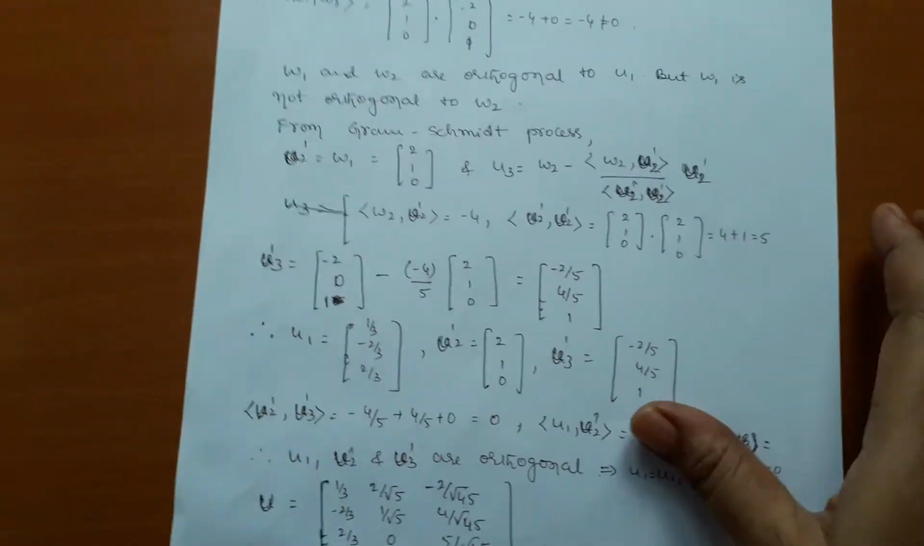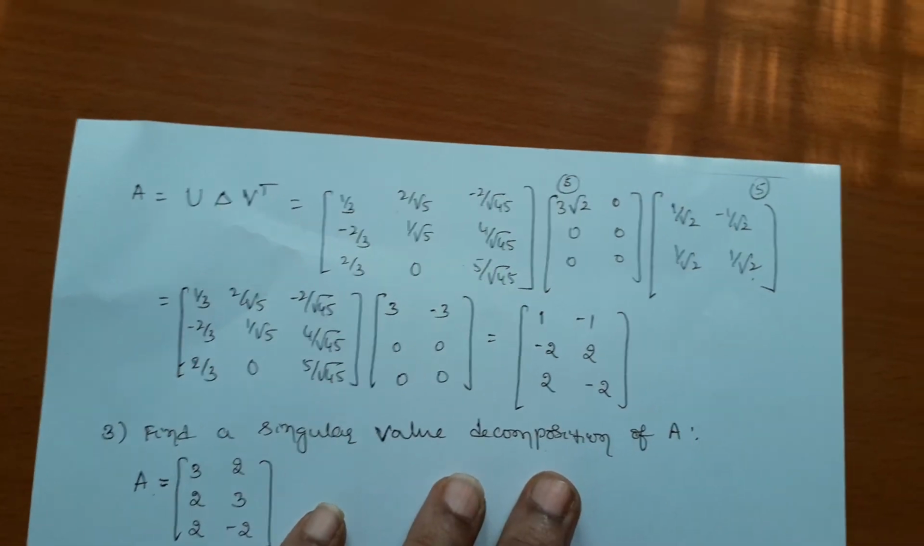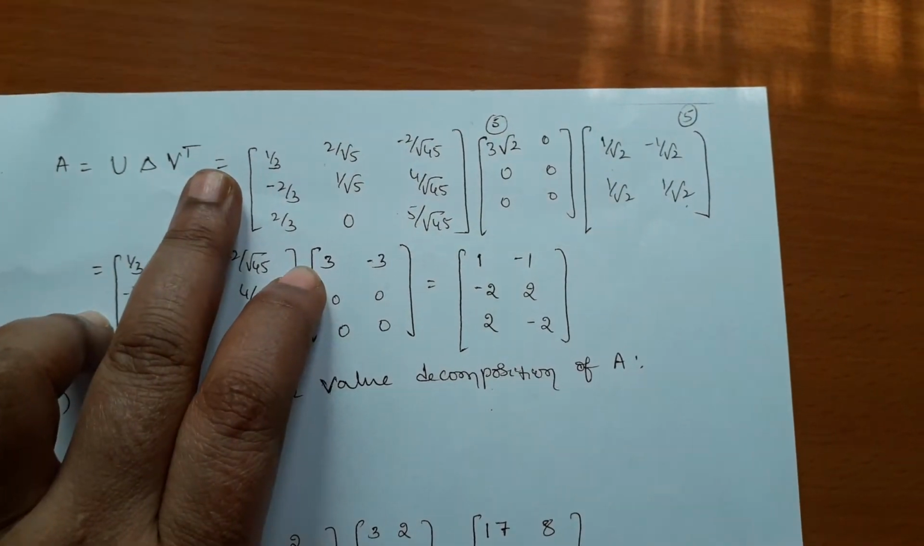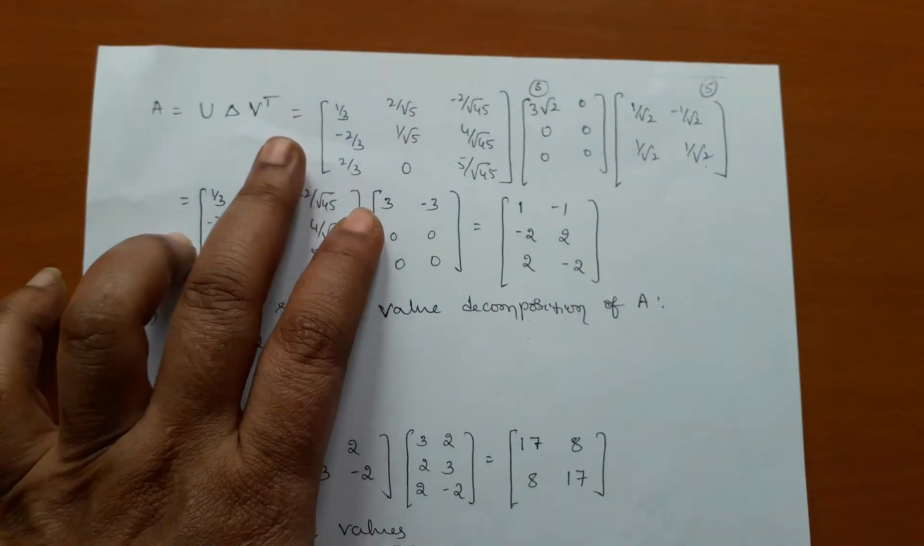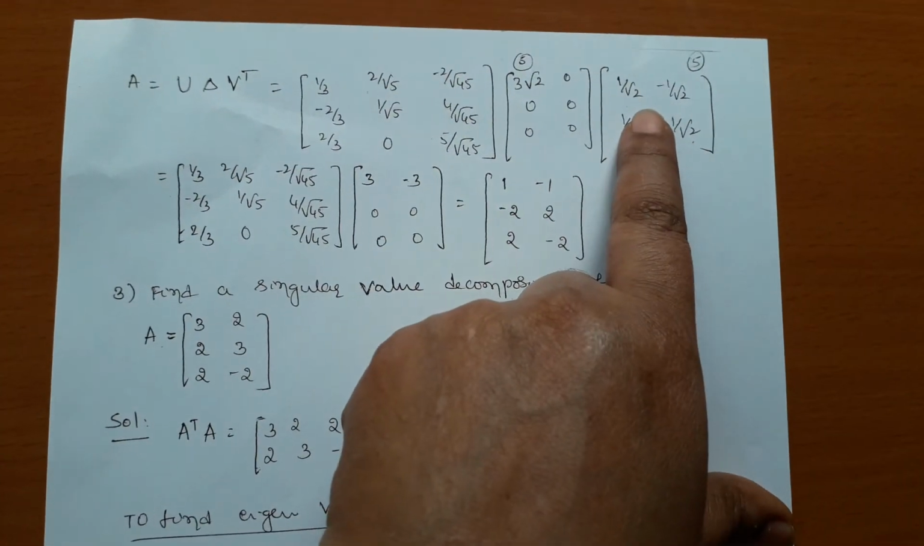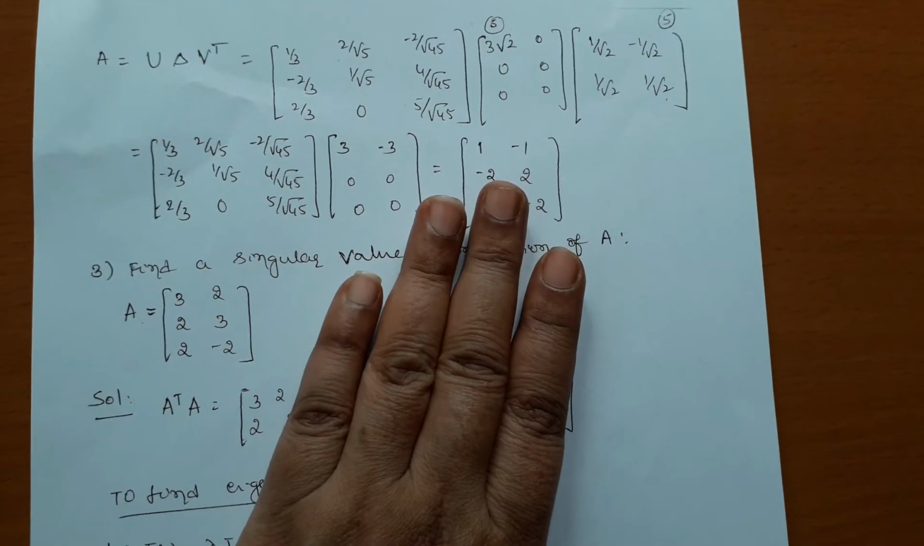Once we get U1, U2, U3, next I have to verify what happened with this U delta V transpose. You know how we get U delta V transpose. Are you clear or not? Now substitute and simplify that, and finally we get a matrix.